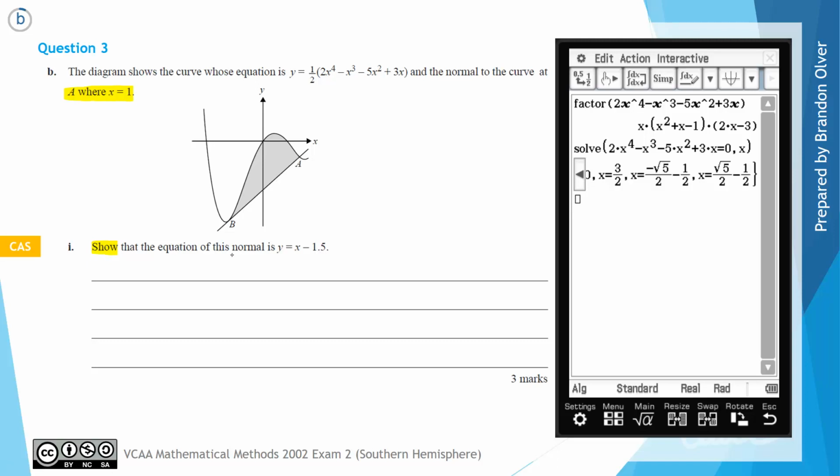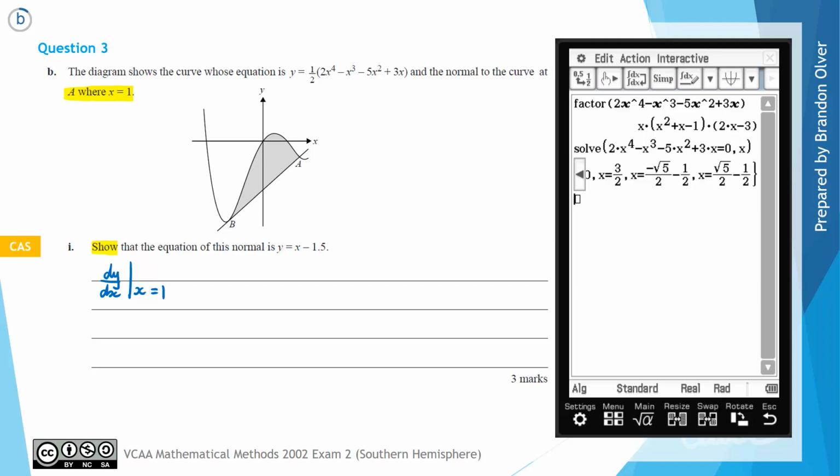So if you want the equation of the normal at the point where x equals 1, we could start by finding the gradient of the tangent line at that point. That means we want to find the derivative dy dx, and evaluate it when x equals 1, and that's something we could use our CAS calculator to do.